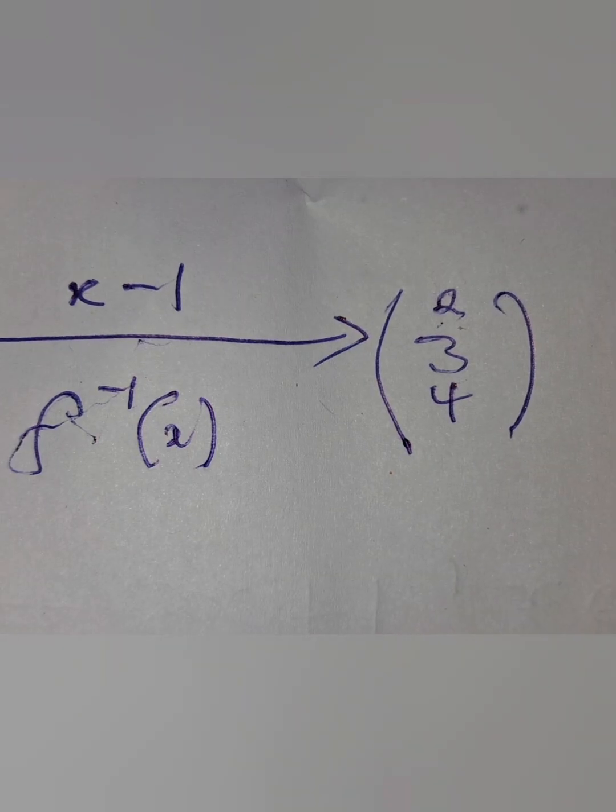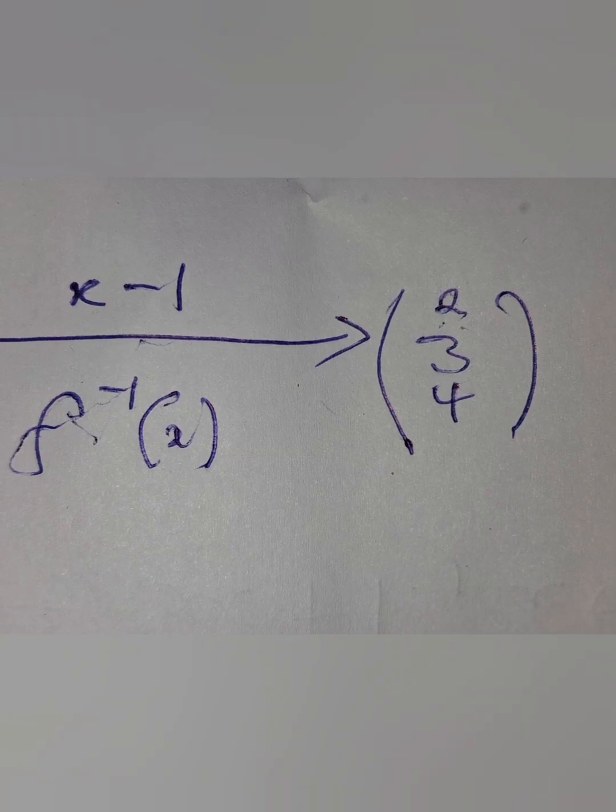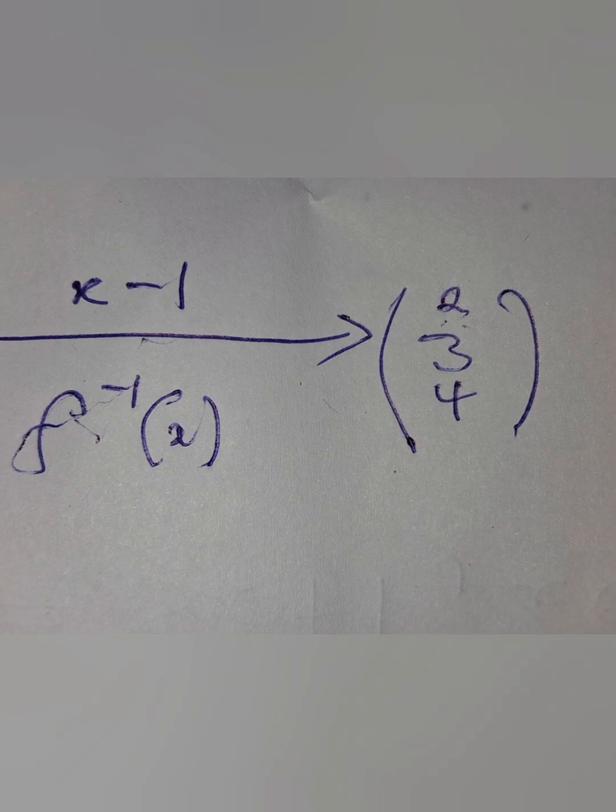So the inverse of a function is a function that undoes the effects of another function. And what we put into the inverse of the function are the outputs that we got from another function. What we are going to be getting out of the inverse function is what we had put earlier on into the original function.